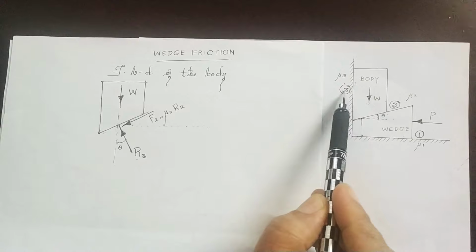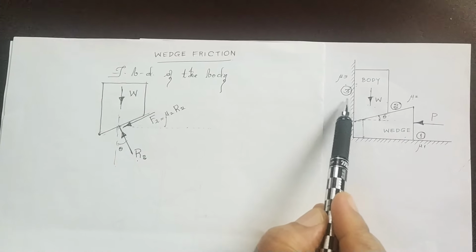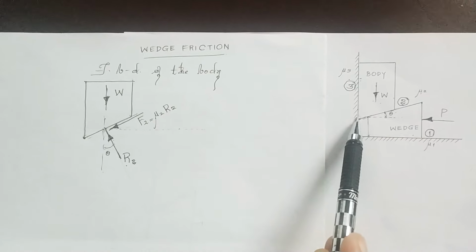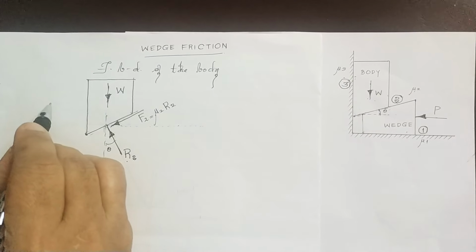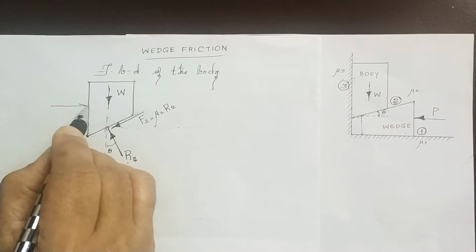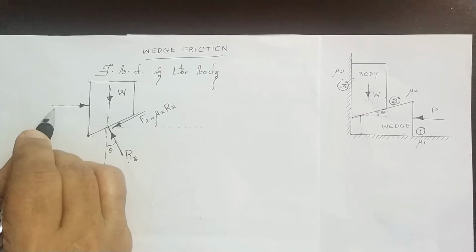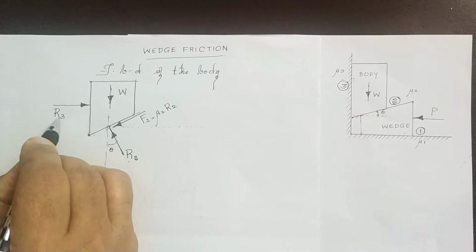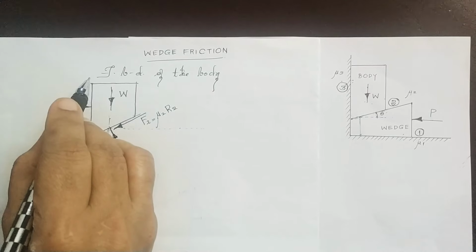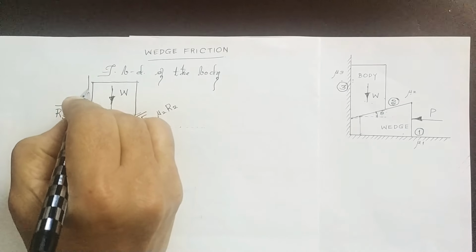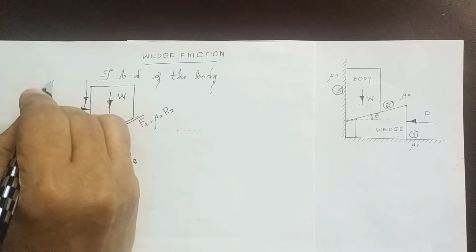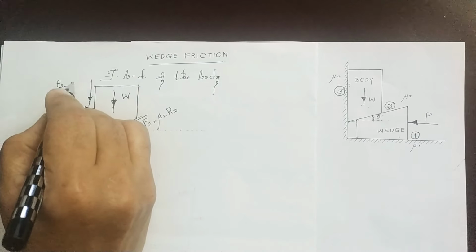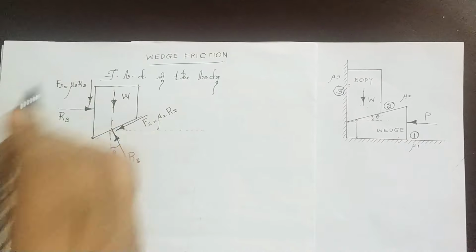Now we have the third surface, which is the surface of contact between the body and the surface along which it is sliding up, where we have the normal reaction. Since the surface is 3, we'll name it R3. And obviously, since the weight is being lifted up, the friction would act along the plane down. So F3 is equal to mu3 R3.